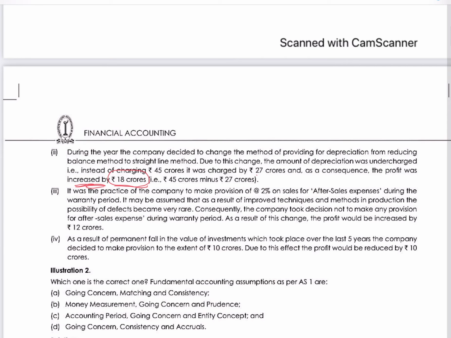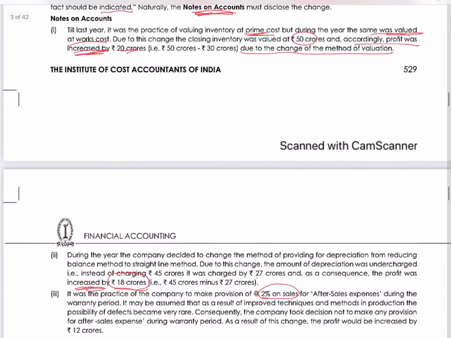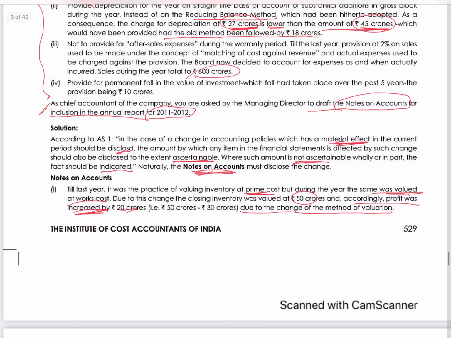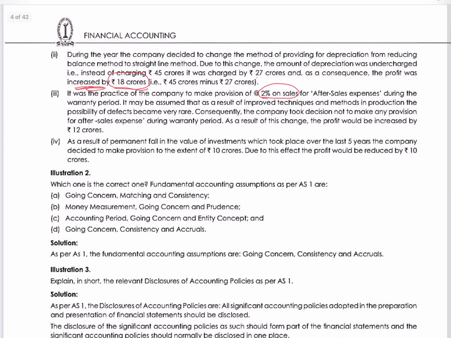How much? 2% of sales provision they were making. What is the sales figure? 600 crores. So can I say 2% of 600 is 12 crores? So 12 crores of expenses we are not showing because they have changed the policy. So net 12 crores has impacted our profit, and our profit has increased by that. Accordingly, we should make the disclosure of the same in our notes to accounts.